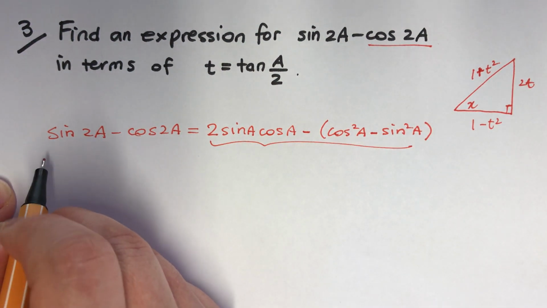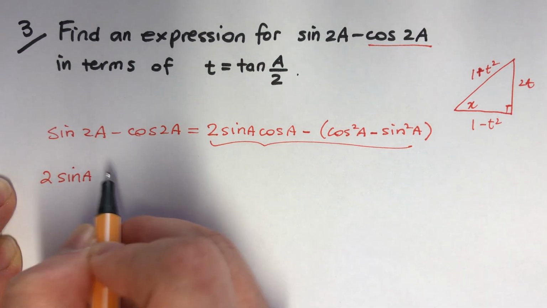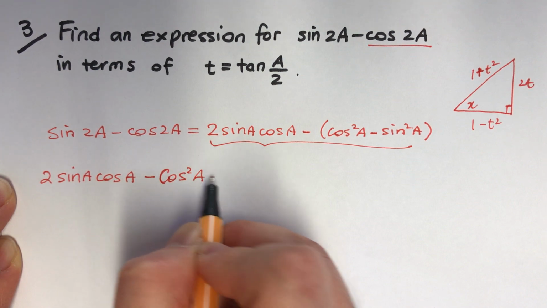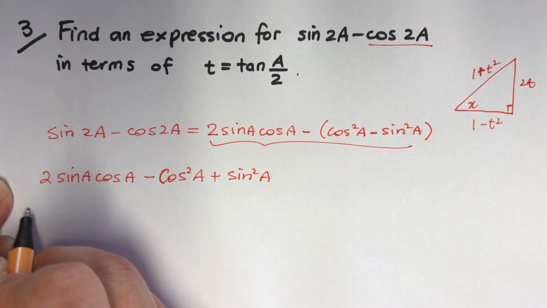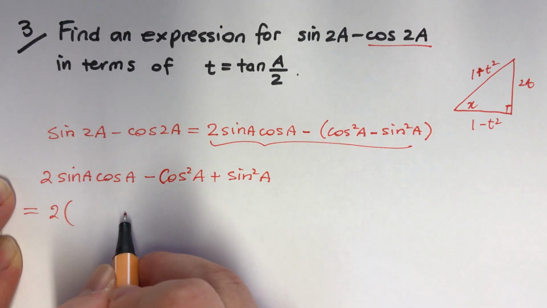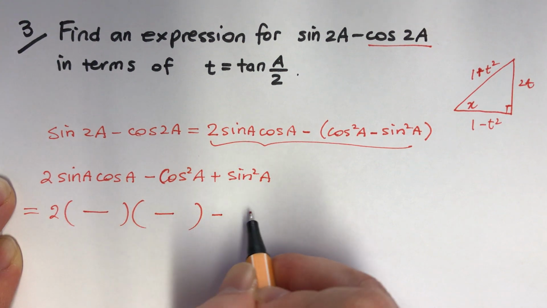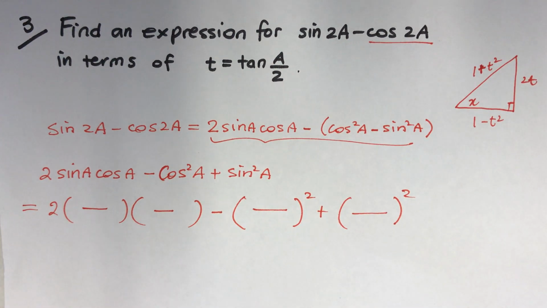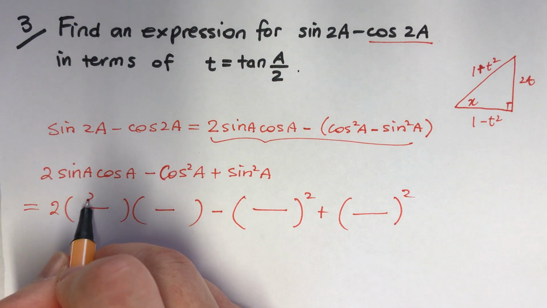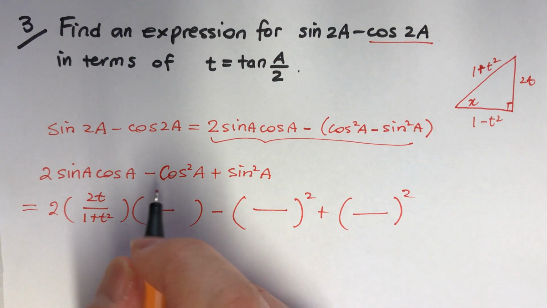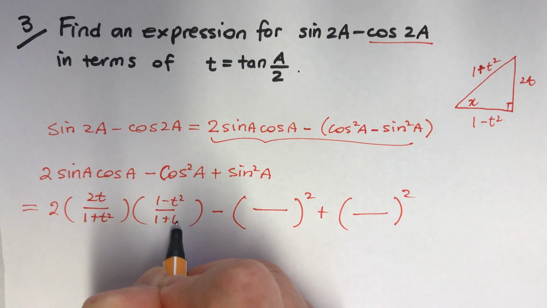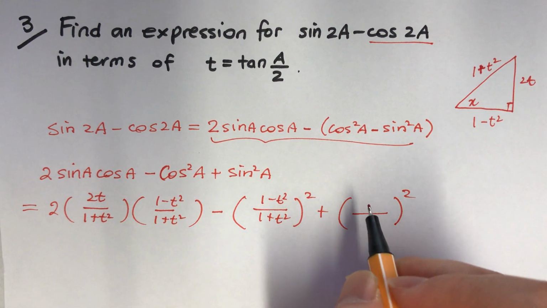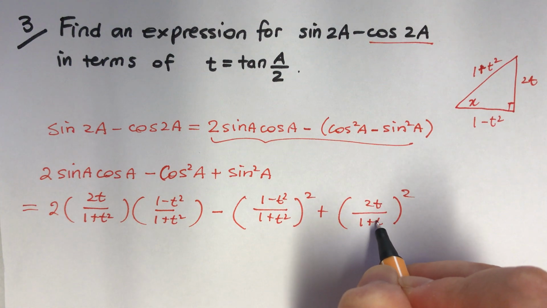So I'm going to use this one to prove this: 2 sin A cos A minus (cos squared A plus sin squared A). And then I'm going to use all these t terms, just setting up so that I don't have to think about it. So sin A will be 2t over 1 plus t squared, cos A will be 1 minus t squared over 1 plus t squared, and then cos squared will be 1 minus t squared over 1 plus t squared, and sin squared 2t over 1 plus t squared.